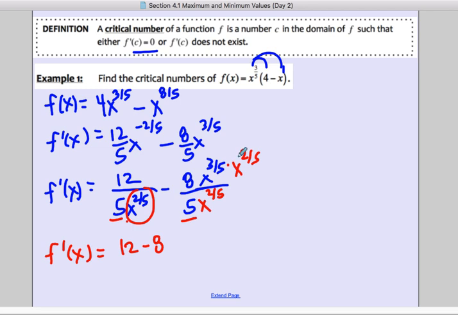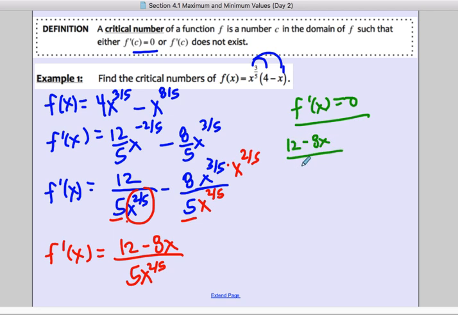3/5, x to the 3/5 times x to the 2/5. 3 plus 2 is 5, 5 over 5 is 1, so minus 8x, all over 5x to the 2/5. Okay. So there's our first derivative. Now let's find our critical values. The way we do that is take our first derivative and set it equal to 0. So we will have 12 minus 8x over 5x to the 2/5 equal to 0.